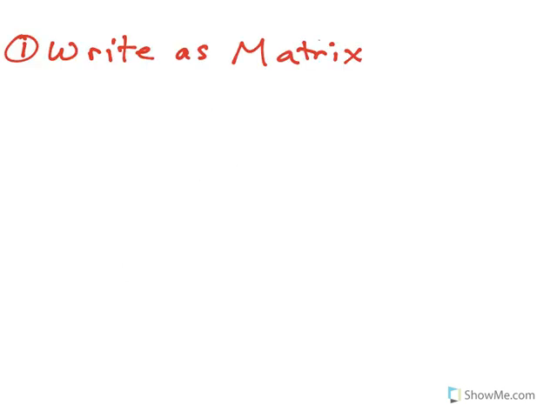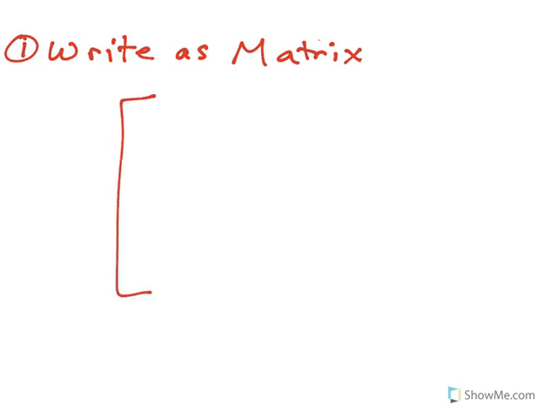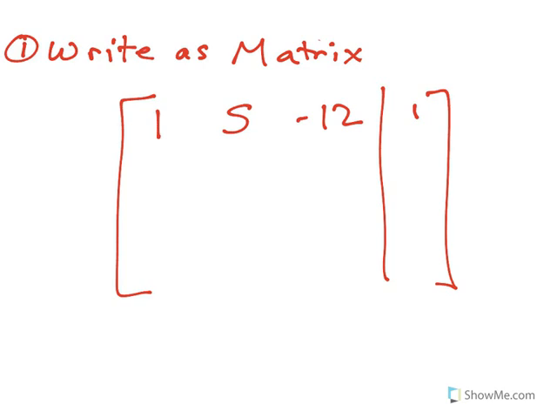So our first step is to write that as a matrix. So remember, in doing so, we want to use the coefficients and then the constants. On the left side of our matrix, we are going to use the coefficients of each equation. So 1, 5, negative 12, and 1. We're going to put the constants on the right of that vertical line, just to keep it separate so that we know exactly what we're talking about.